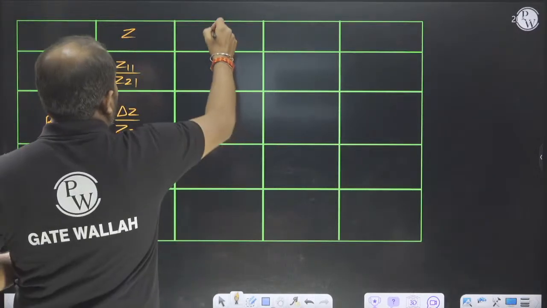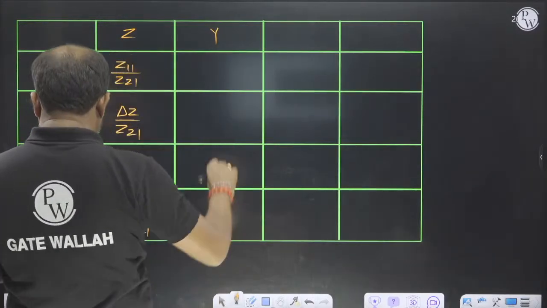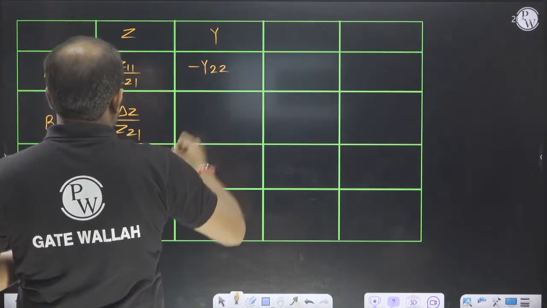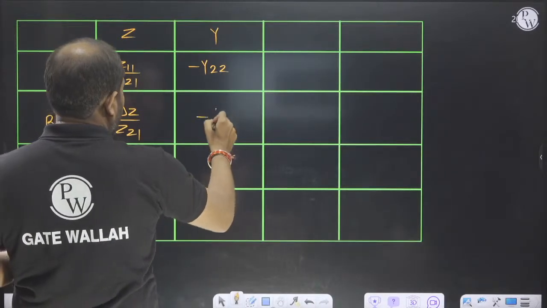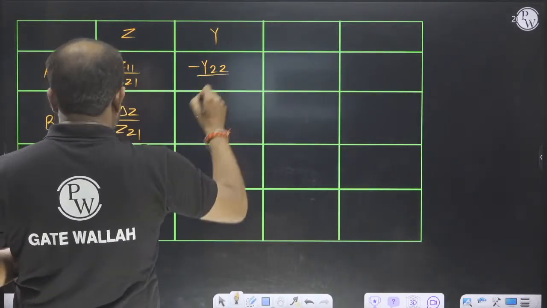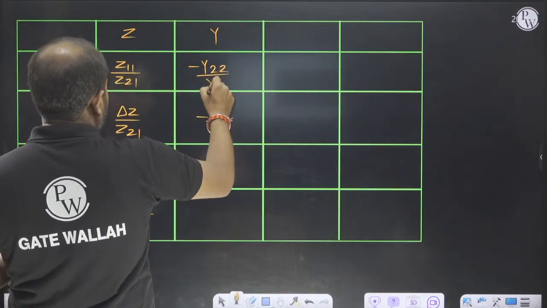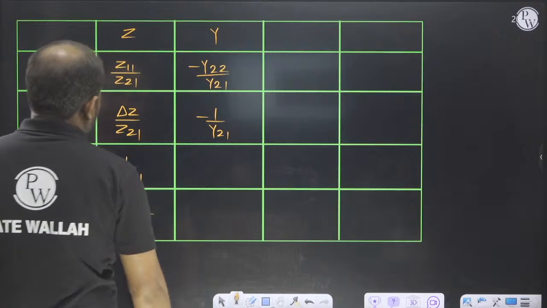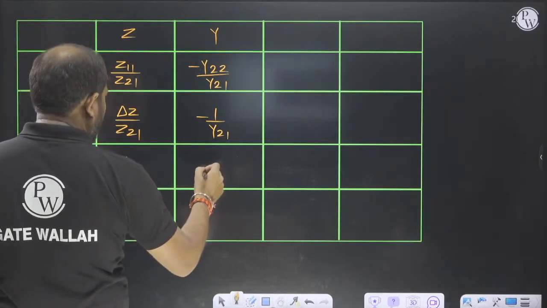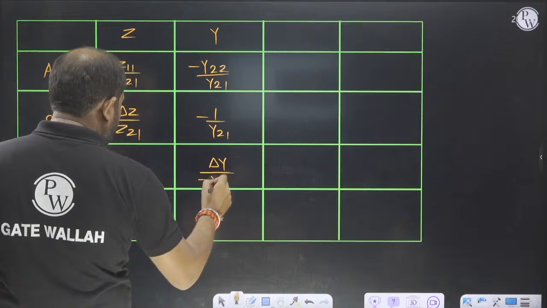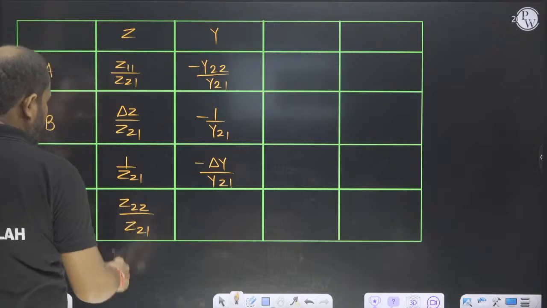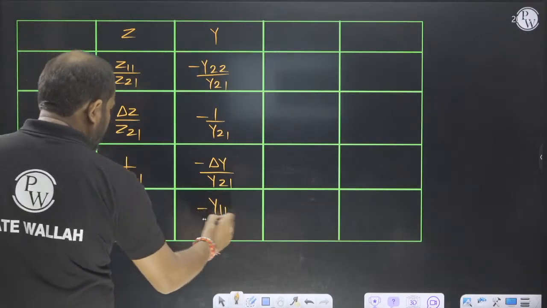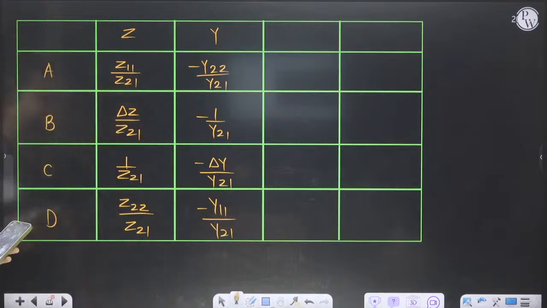Then in terms of Y parameters: minus Y22 upon Y21, and delta Z upon Z21 is equal to minus 1 by Y21, and minus Y22 upon Y21, 1 by Z21, so delta Y upon Y21 with the minus sign going outside. So these are the parameters in terms of Y.